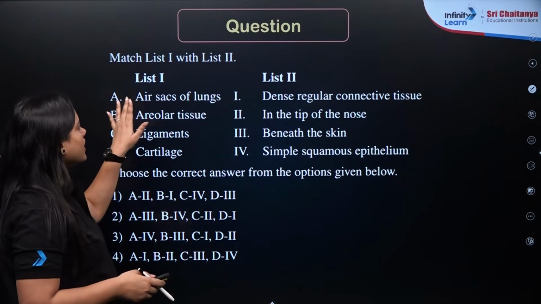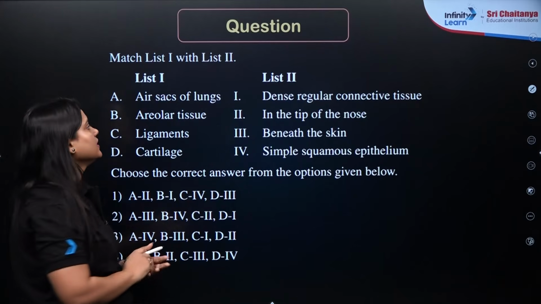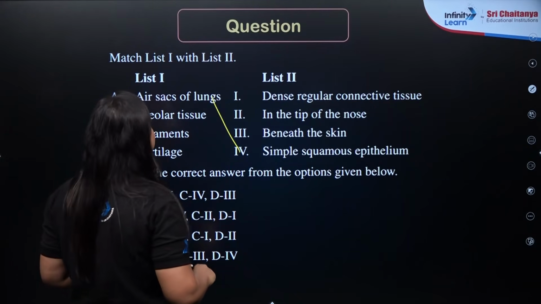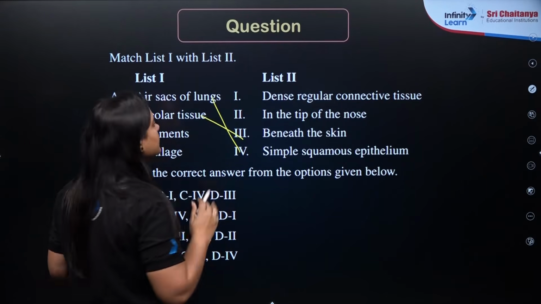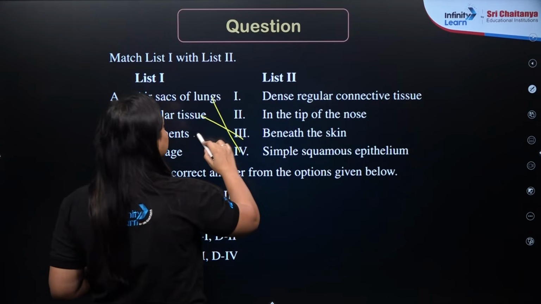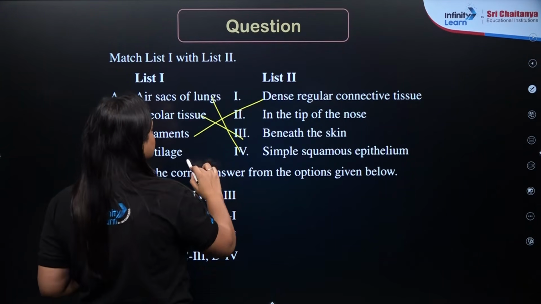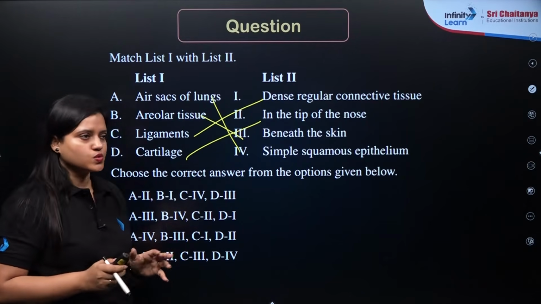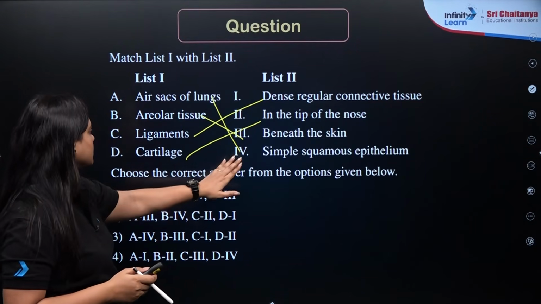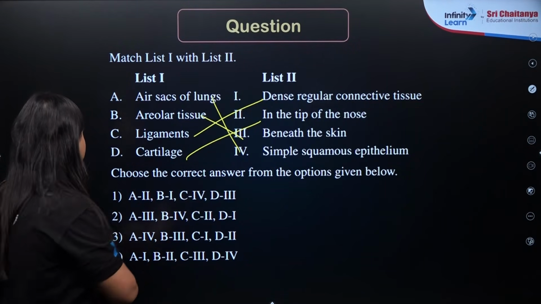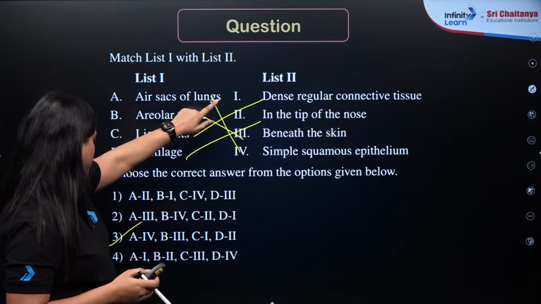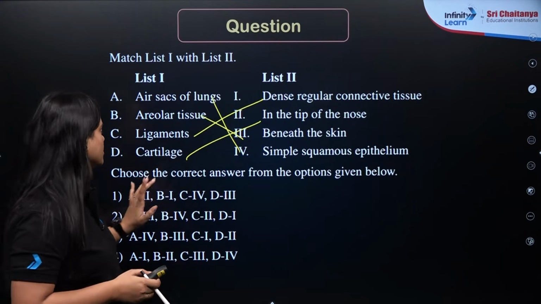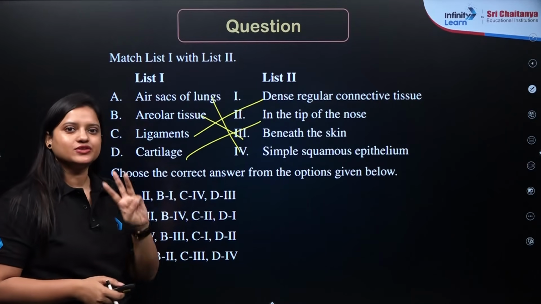Next. Air sacs of lung have simple squamous epithelium, areolar tissue beneath the skin, ligaments are dense regular connective tissue, cartilage is present in the tip of the nose. So A is matched with 4, right? We have just one option here. B is matched with 3, C is matched with 1 and D is matched with 2. So we got our answer, it should be 3.